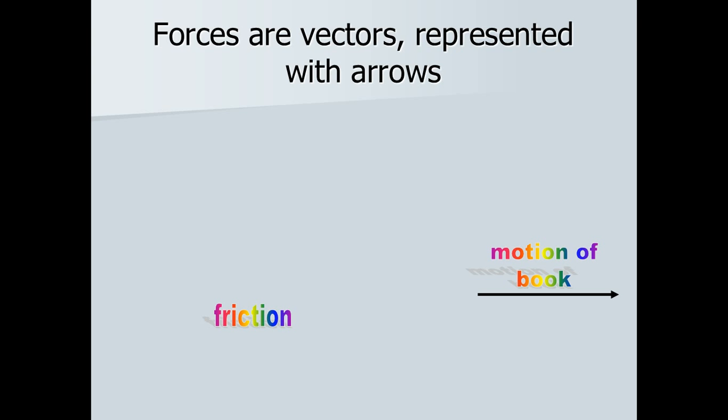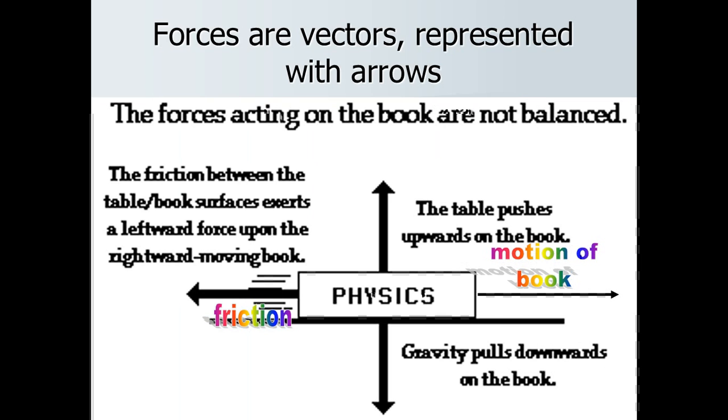Forces are vectors represented with arrows. Remember, a vector is something that has direction and magnitude. In this picture, you see the friction between the table and the book exerts a leftward force upon the rightward moving book. The table pushes upwards on the book, and gravity pulls downwards on the book. Friction would be going opposite the motion of the book if the book is going toward the right.